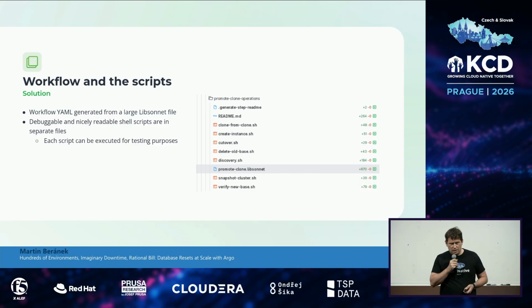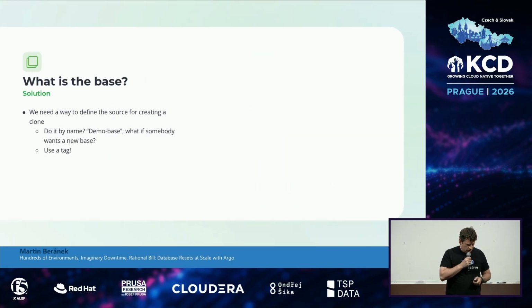Promote clone libsonnet is actually the workflow itself. It's just again libsonnet with some steps which are taking the time in parallel and sequence and so on, and then a lot of small scripts which are really easy to use and kind of debug separately. Yeah, discovery is the largest one, and everything else is up to like, what, 50 lines of code, which is still something you can test. You don't need to really worry about it. And you can test it separately from everything else altogether.